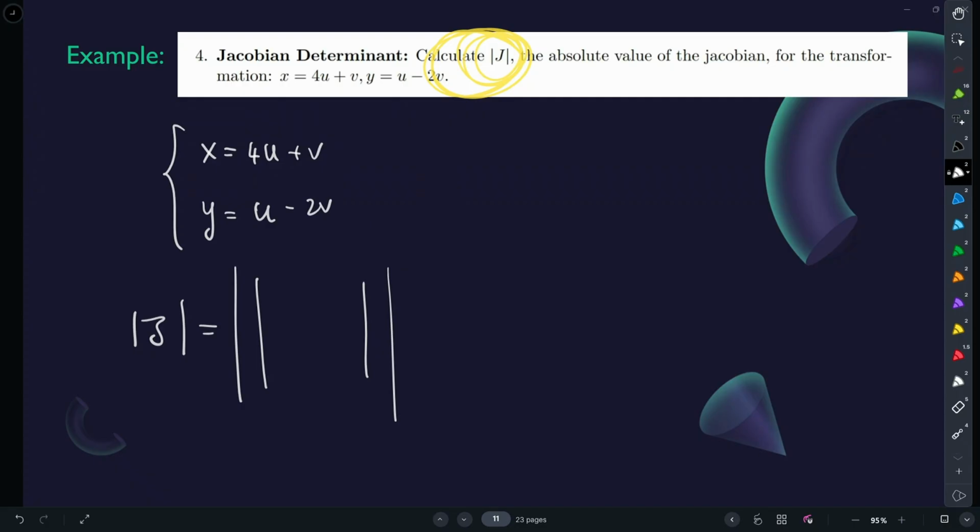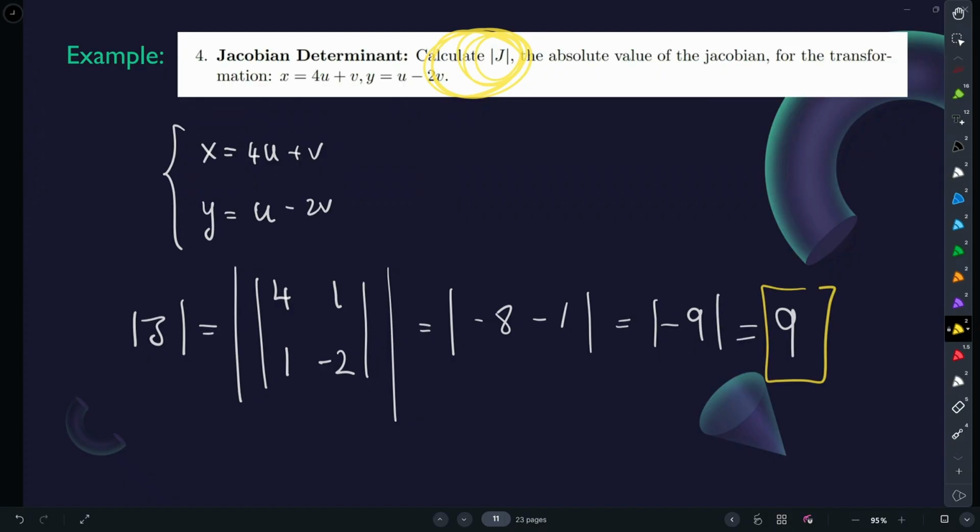The determinant will be the derivative of x with respect to u, 4, with respect to v, 1, and the derivative of y with respect to u, 1, y with respect to v, minus 2. So that determinant is minus 8 minus 1, which is minus 9, and the absolute value is 9. The Jacobian can be negative, but in the transformations, when we do the integrals, what matters is the size of the Jacobian.